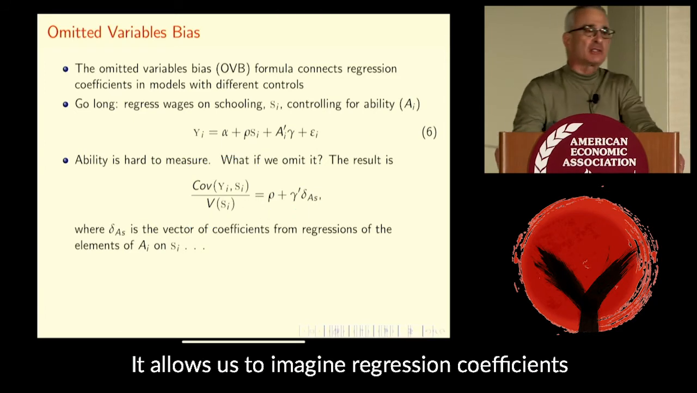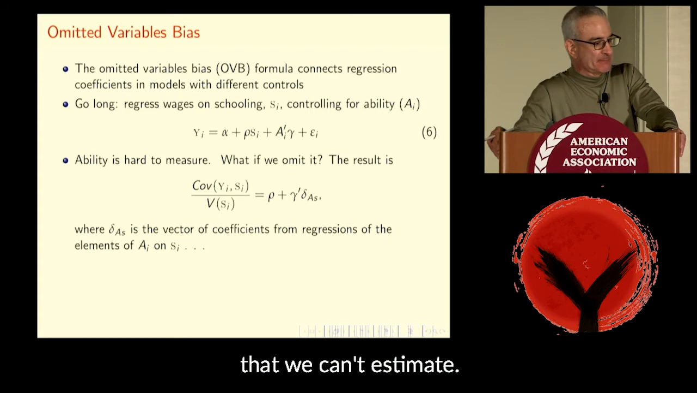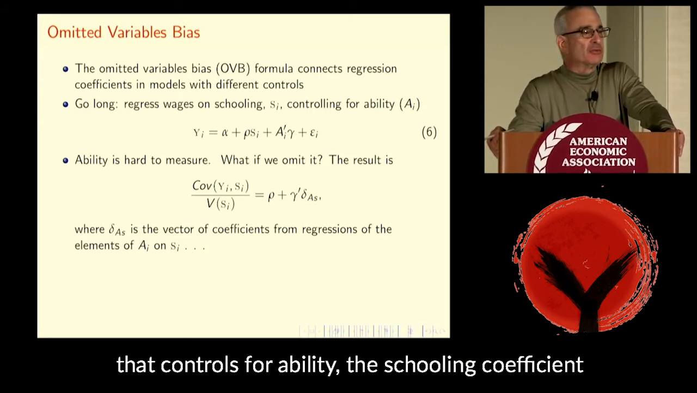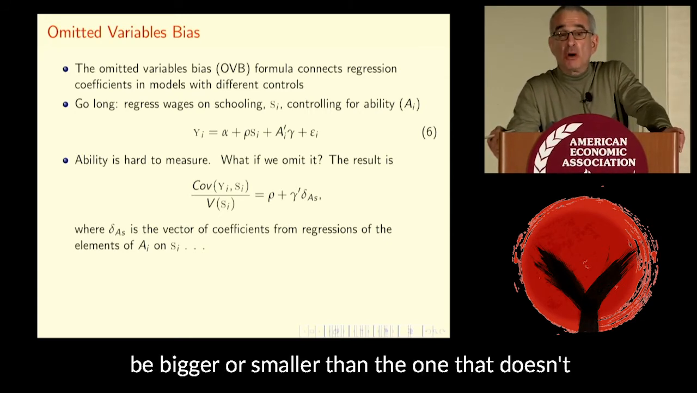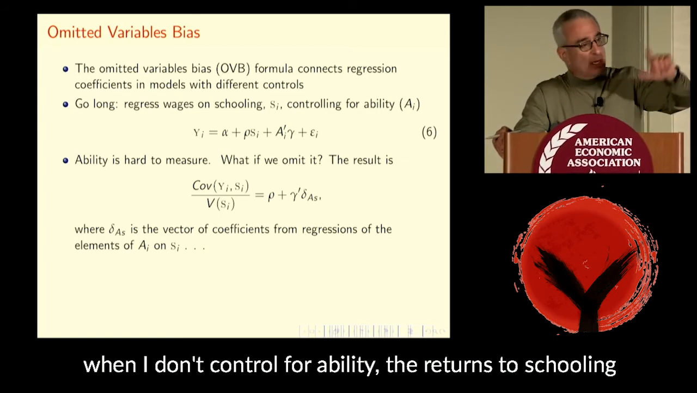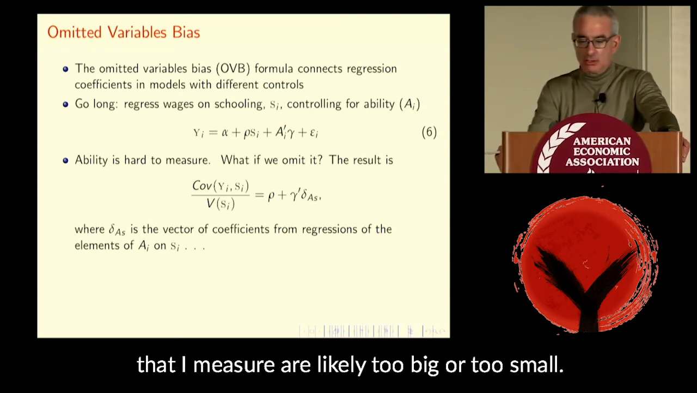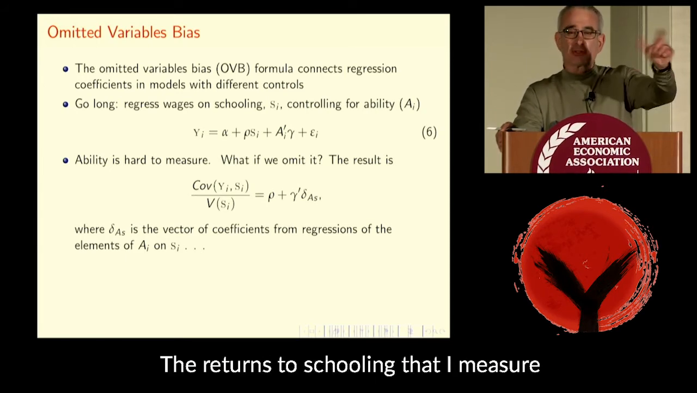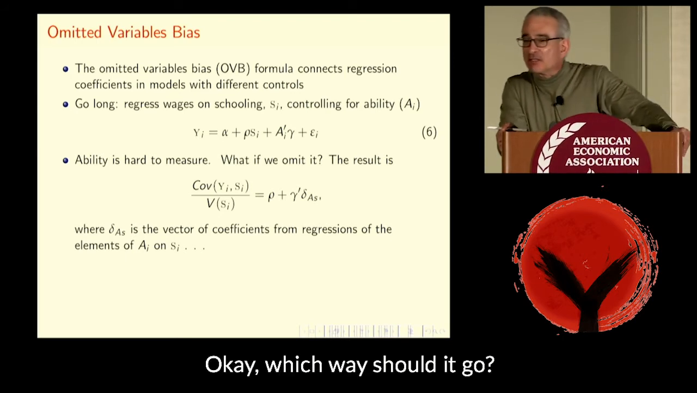It allows us to imagine regression coefficients that we can't estimate and say, well, would the regression coefficient that controls for ability, the schooling coefficient, be bigger or smaller than the one that doesn't? Or I could flip that on its head and say, when I don't control for ability, the returns to schooling that I measure are likely too big or too small. Okay, which way should it go?